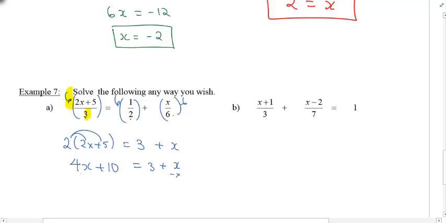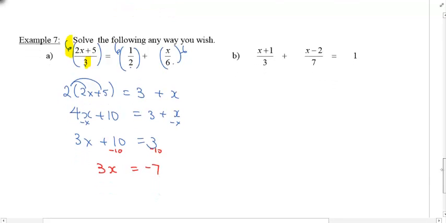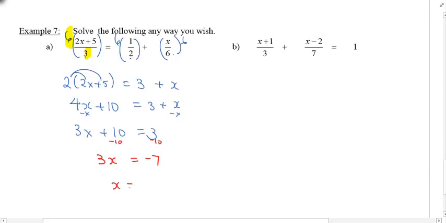Subtract x on both sides. 3x plus 10 equals 3. Take away 10 now on both sides. If I'm going too fast, of course you can always pause. Don't forget that. And don't freak out that your answer could be a fraction. Not everything is a nice integer. So in this case, x equals negative 7 over 3 is your final answer.